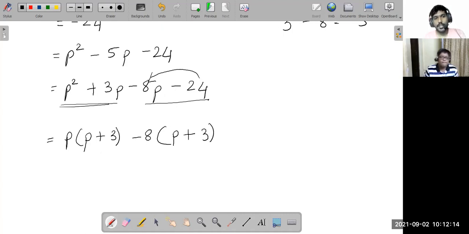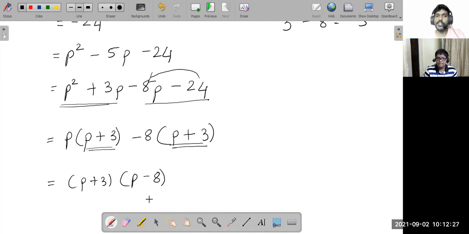3. Always this bracket and this bracket should be the same. So I'll write that P plus 3, and combine the common, whatever you took. So P minus 8. Is this clear? Yes, sir. But we are not done with the sum yet.